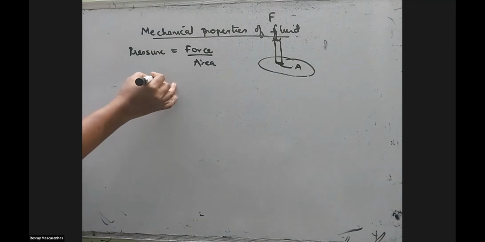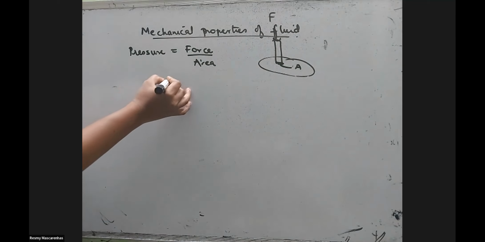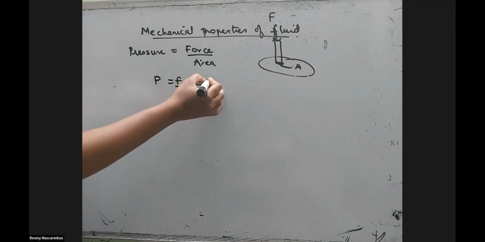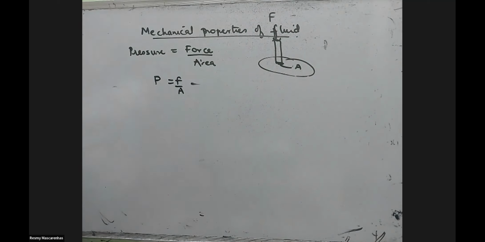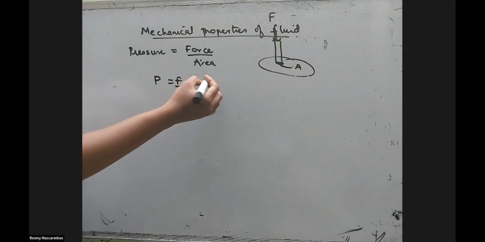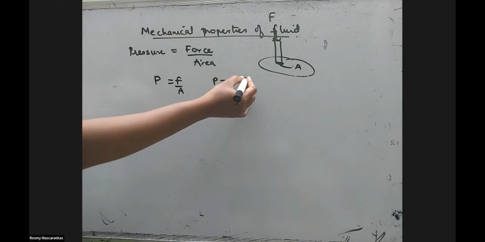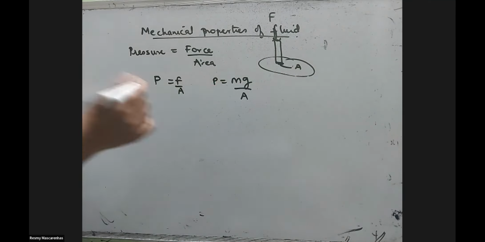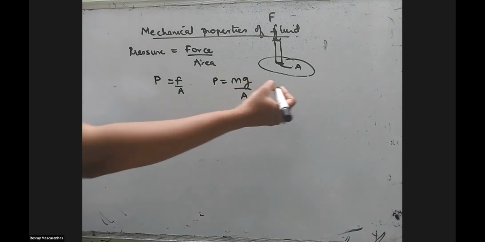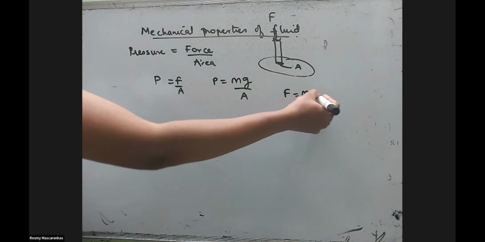We had seen pressure is force upon area. This will be one formula which will be used to solve the problem. Sometimes if needed, force can also be used as mg, mass into gravity, where F is equal to mass into gravity.